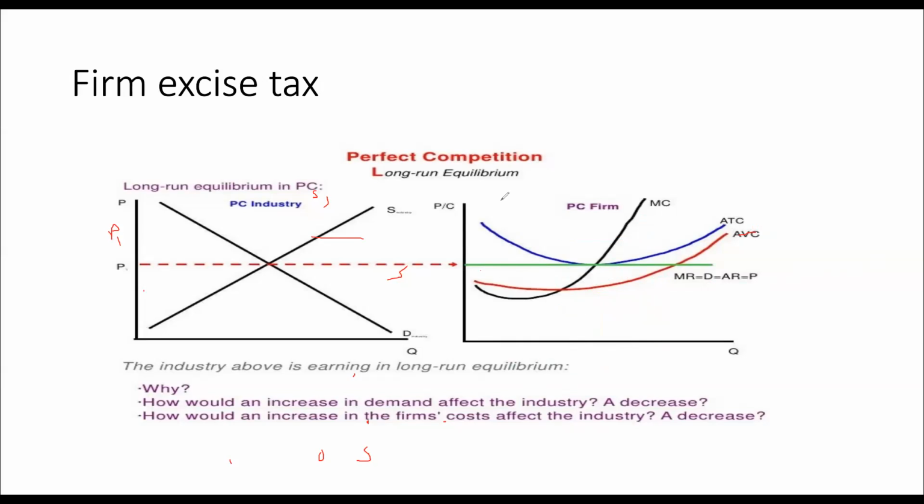All right. So a lump sum tax is going to shift ATC up. Now, no change on price or quantity. The only thing that changes you from the long run to the short run, because your ATC is up, so you're losing money. Now, notice your price, the green line, is above the AVC. So the price is above the AVC, so therefore, you're staying in business. You would shut down if the price was below AVC.